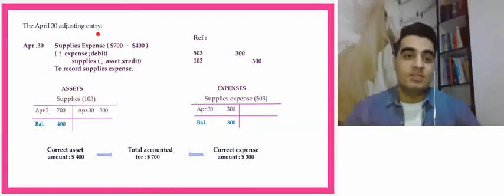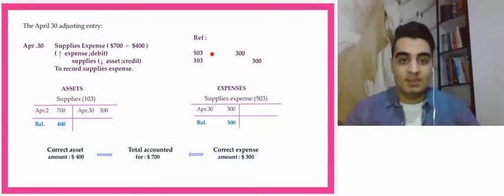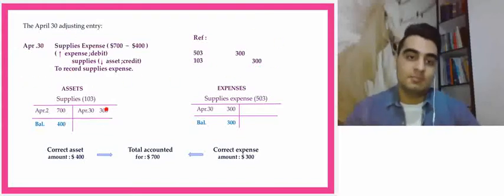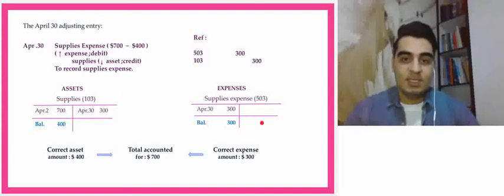So the adjusting entry for April 30 will be this: supplies expense, $300 debit because it's an expense and it increases, and our supplies decreases because it's an asset, so we credit this amount. We credit $300. This is the adjusting entry for supplies. These two are the key accounts for this entry.